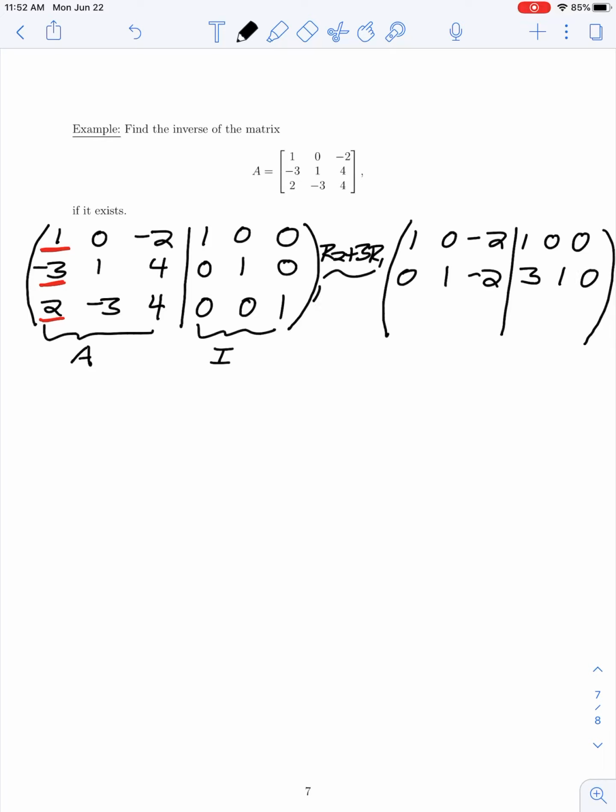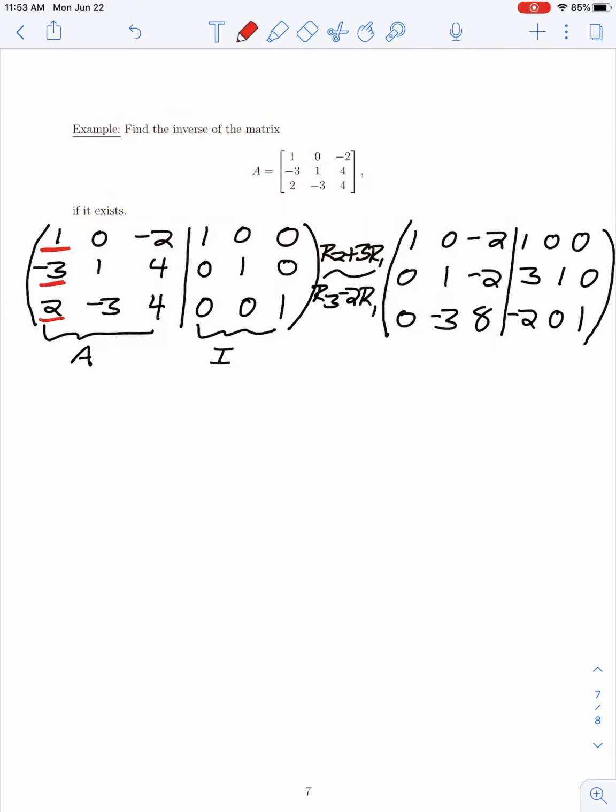Now in this same step, I'm going to take row 3 and subtract 2 times row 1 from it. So that would give me a -2 plus 2, which is 0, 0 plus -3 is -3, and then +4 plus 4 is 8. And then I have a -2, 0, 1 when I perform that same operation on the right-hand side. All right.